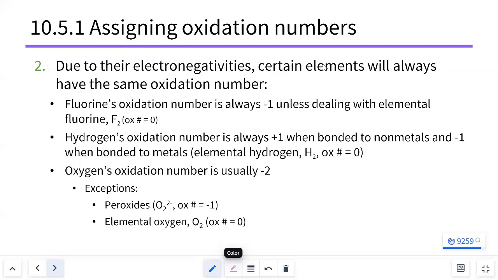Oxygen, same way. The only other exception on the oxygen is we know that peroxides exist. Peroxides are two oxygen atoms that share a -2 charge. And so if I look at each atom of oxygen individually, I would say that each oxygen only had a -1 charge. -1 for the first oxygen plus -1 for the second oxygen gives a -2 overall.